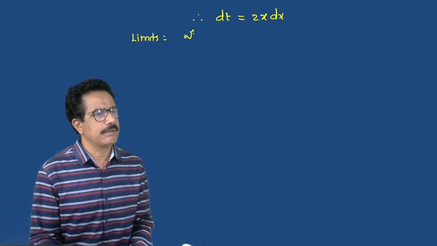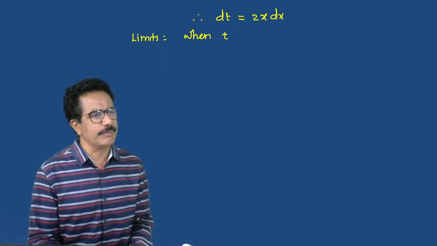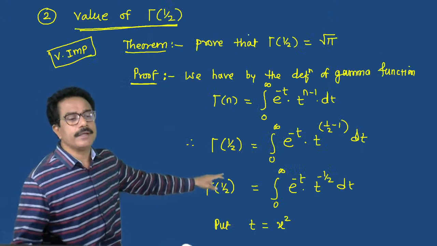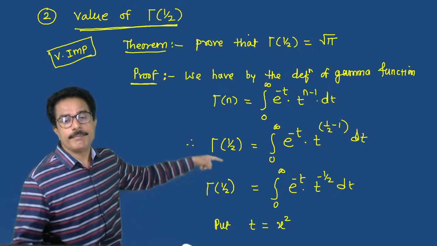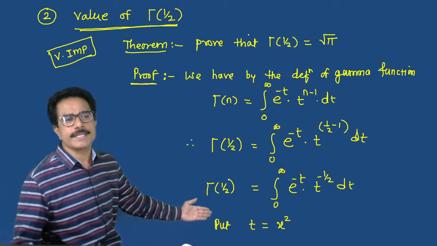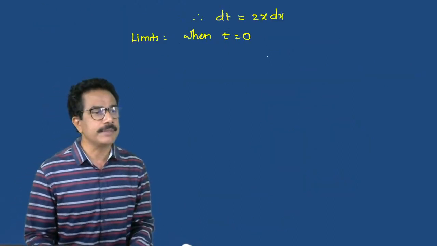Limits, when lower limit t is equals to 0. Actually this integral is in the variable t. So lower limit is for t, upper limit is for t. Now we have to convert into the x. So we have to find out the lower limit and upper limit in terms of x.